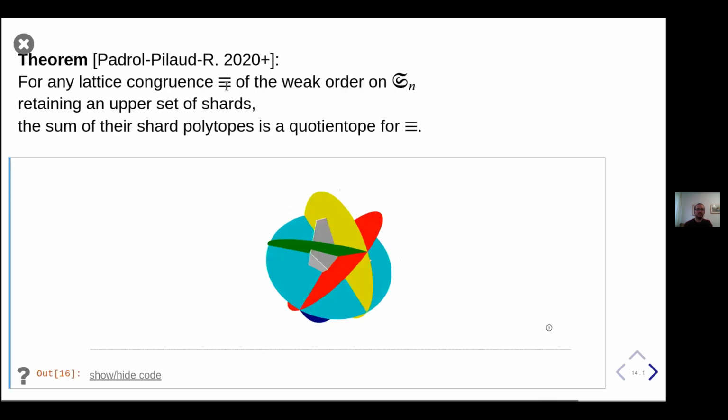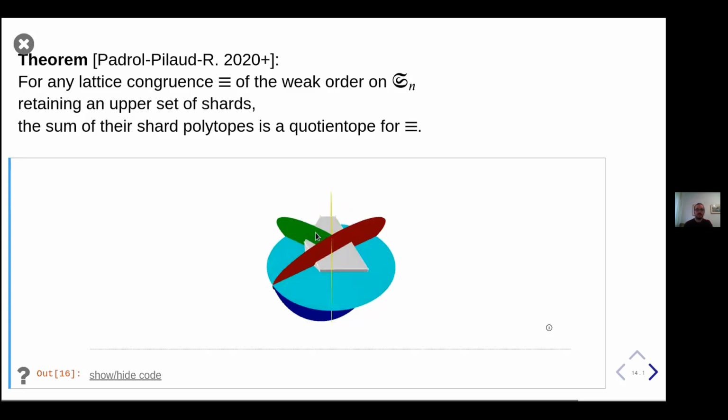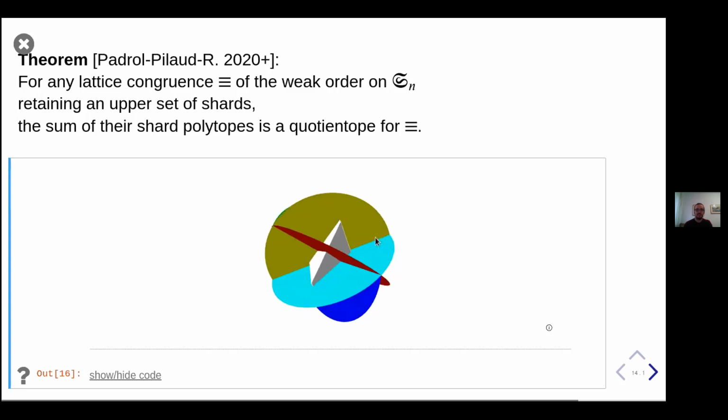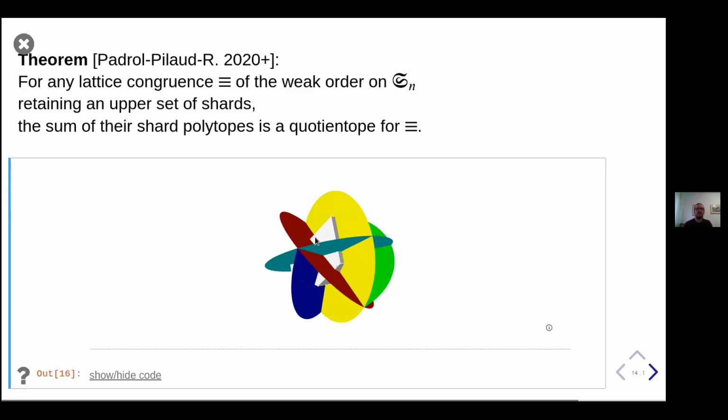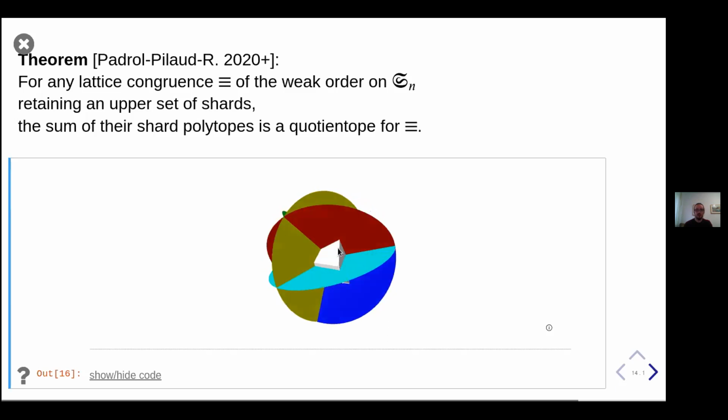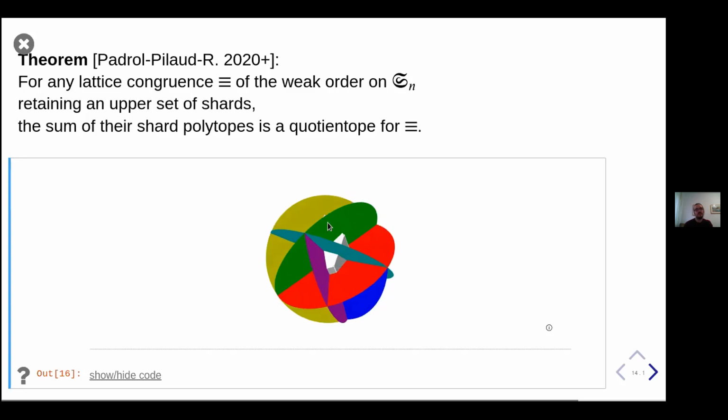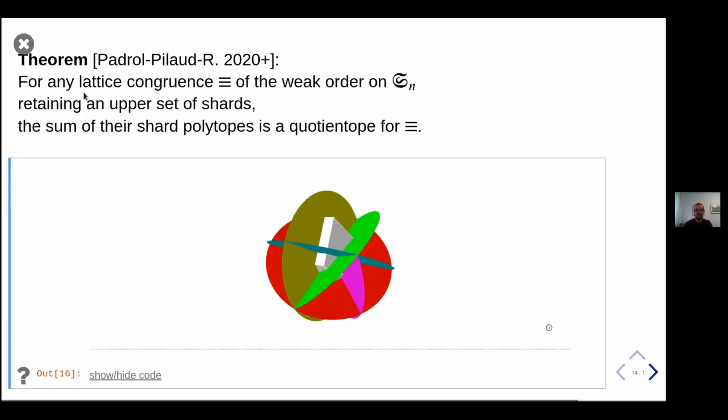Whenever we have a lattice congruence of the weak order on the symmetric group, speaking differently, a lattice congruence on the lattice of regions of the braid arrangement, that one does retain an upper set of shards. And if we sum up the shard polytopes for all those retained shards, what we get as a sum of those shard polytopes is a quotient tope for that lattice quotient. So it is a polytope whose normal fan is the quotient fan containing exactly those shards that have been retained by the lattice congruence. That is the idea of a quotient tope built from shard polytopes.